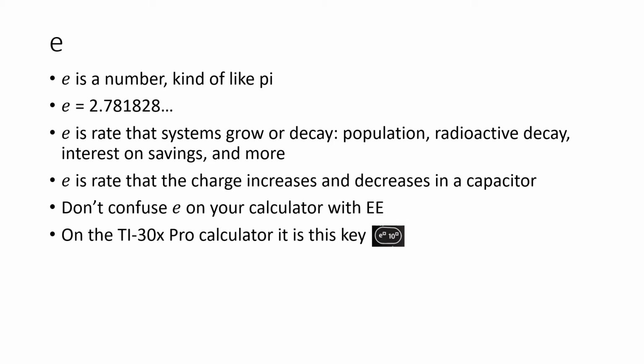Now, don't confuse e with EE on your calculator. EE is how we multiply values times 10 raised to some power. e is, again, just a number that is raised to a power. So on your TI-30X Pro calculator, the EE key is represented with the button shown. Now, with some calculators, this might be shown as e raised to the x power. But again, this depends upon which calculator you have.